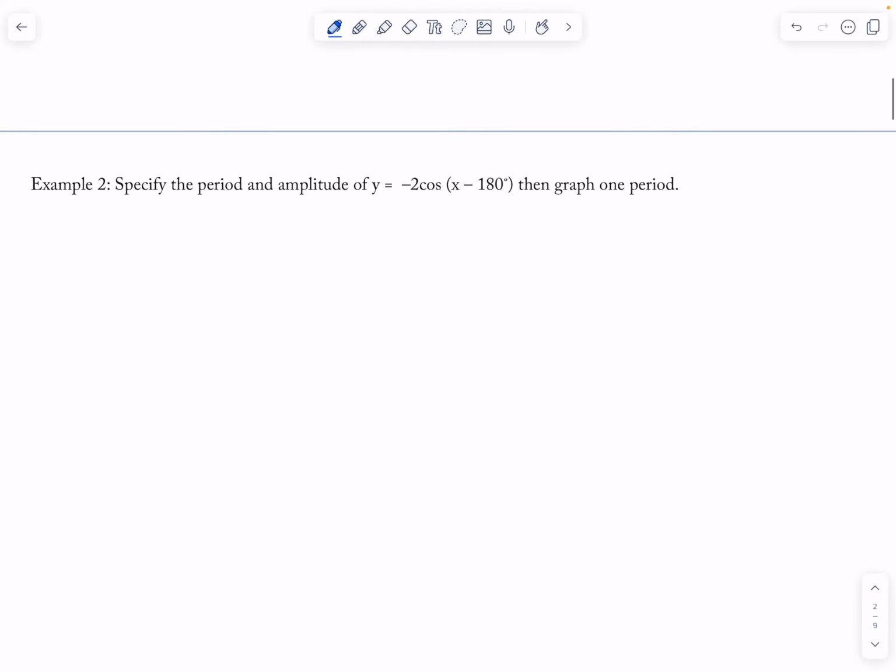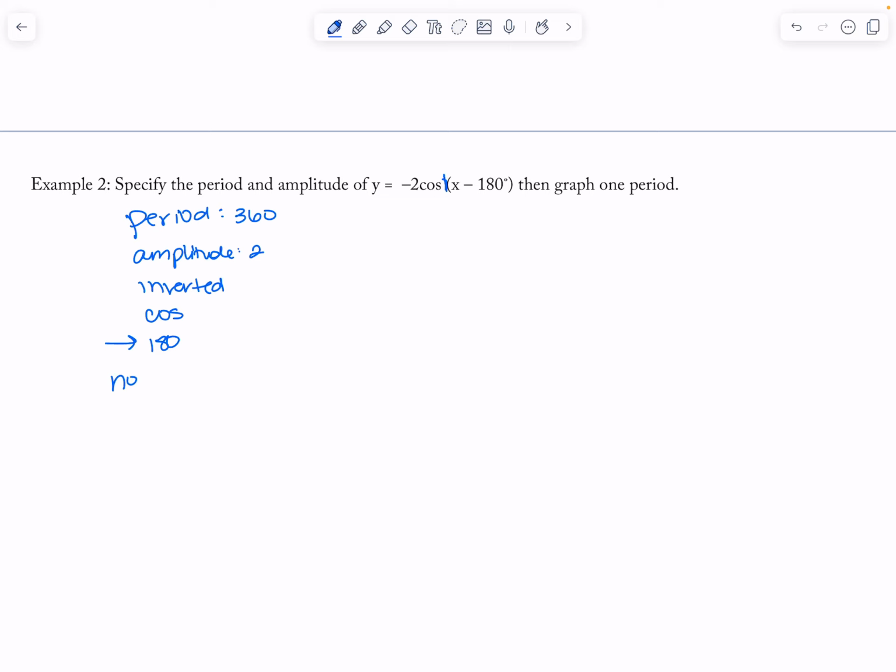Okay. Now, the other thing, too, is that you have to make sure that the number in front of x is 1 before you do any movement to the right or to the left, okay? So the period is a number that's in front of my parentheses, which is 1. So this is 360. My amplitude is 2. It's inverted. I'm looking at cosine, and I'm moving to the right by 180 degrees.